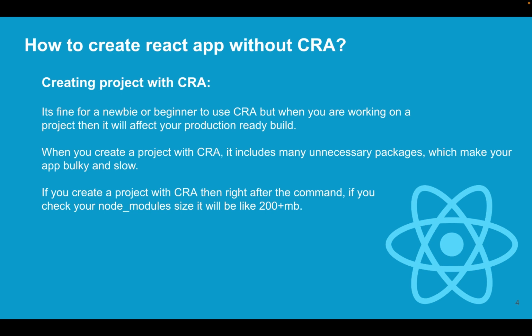Basically when we create a project with CRA, it adds a lot of unnecessary packages which we mostly won't be using in our application. That will make it bulky and slow, and your node_modules size will be at least 200 MB plus. But in this video, when we create the project without CRA, your node_modules size will be just 50 MB. So yeah, let's see that.